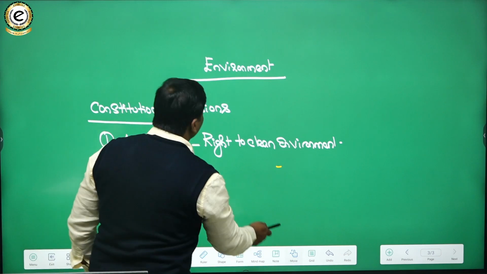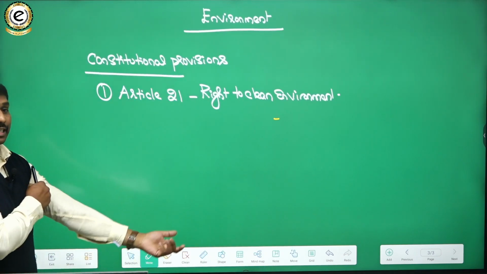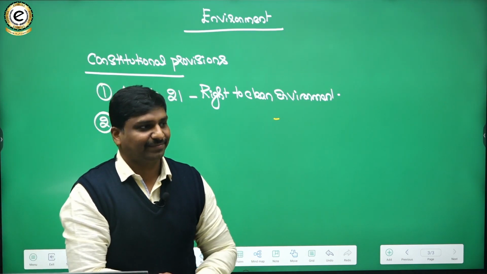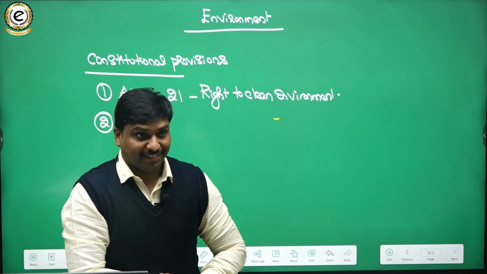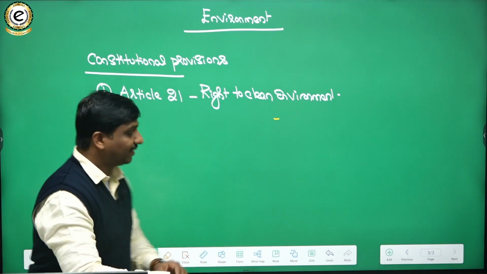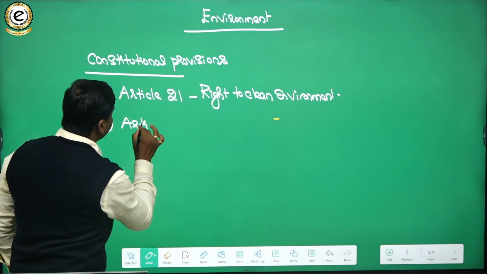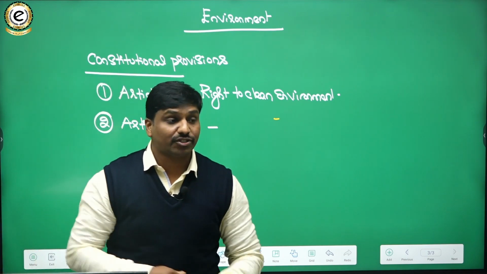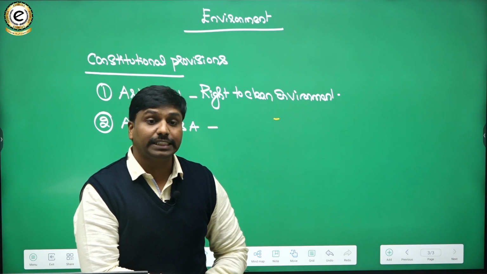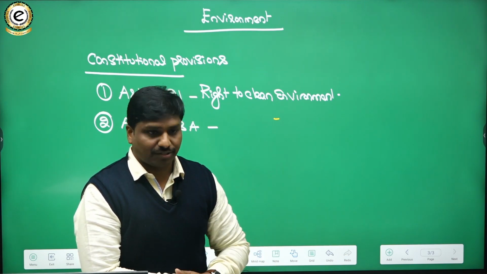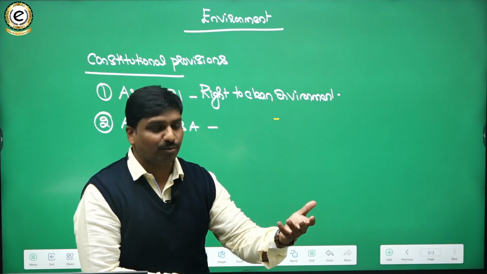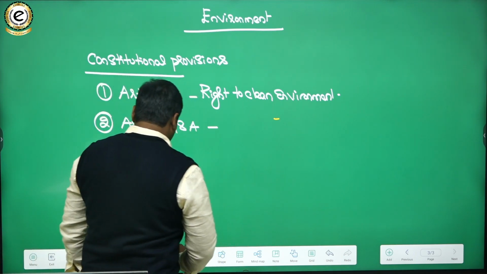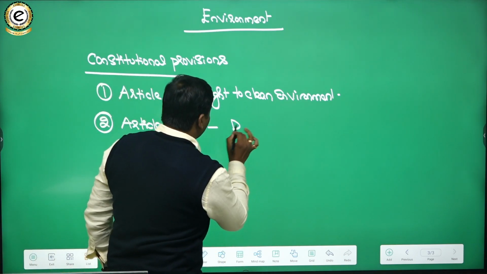And then next, is there any provision related to environment with reference to DPSP, Directive Principles of State Policy? Yes, Article 48A, good. So you have to remember Article 48A, which is related to environment. It states that the state shall endeavor to protect the environment and promote the various aspects related to it, so forest, wildlife and all those things the state has to protect. So under DPSP also we have that.